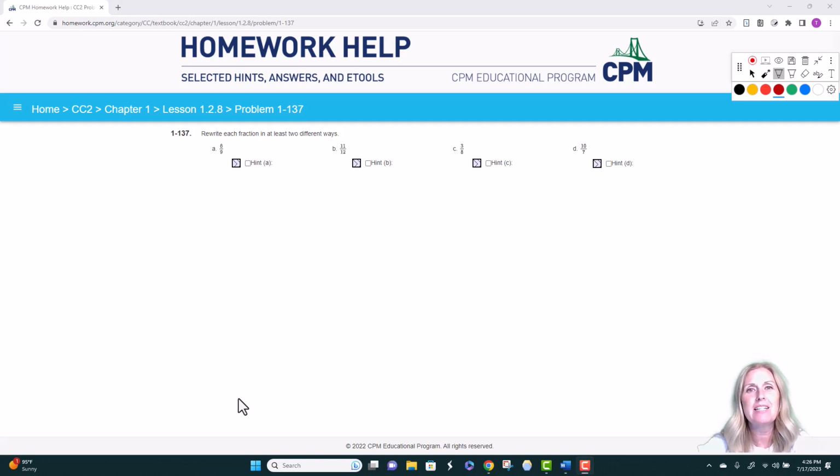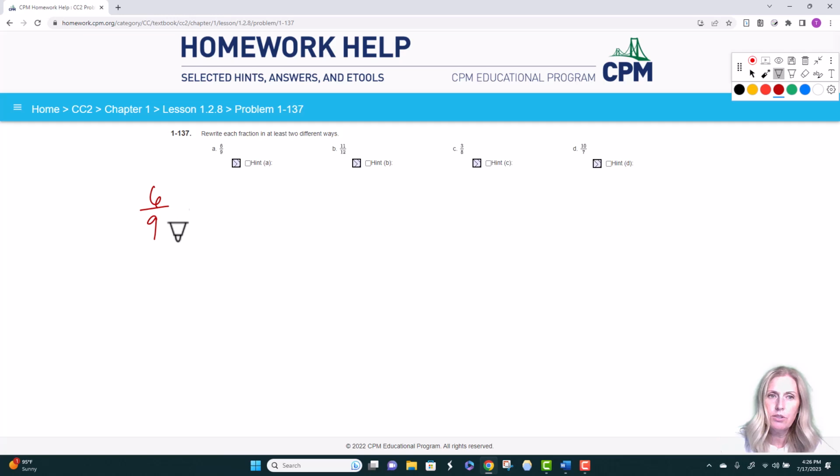We are in CC2 lesson 1.2.8. Number 137. Rewrite each fraction in at least two different ways. Okay, we have 6/9, so we can either reduce it or we can make it bigger. Probably, let's just do both because I want it in two different ways.